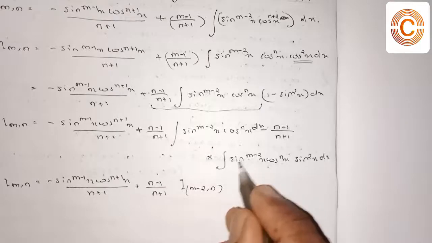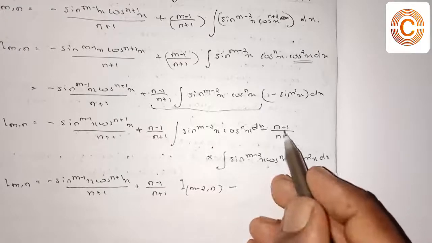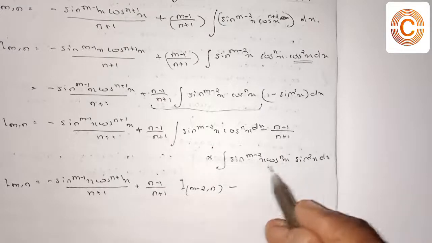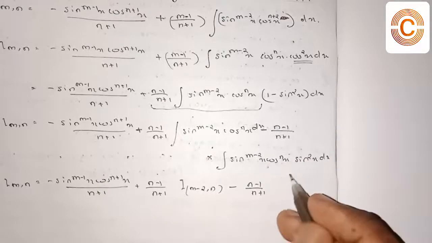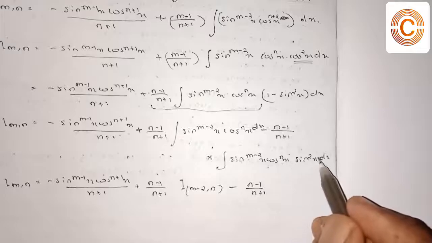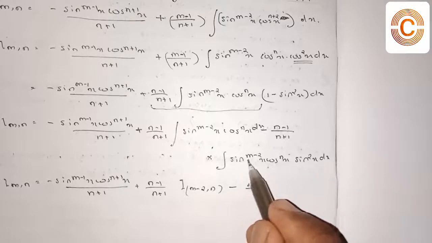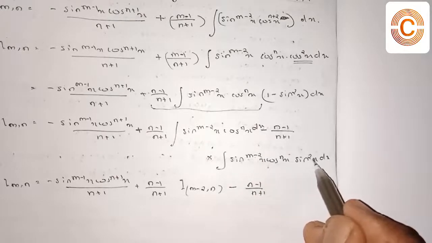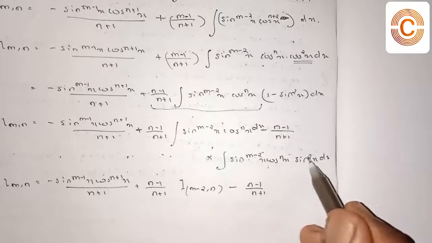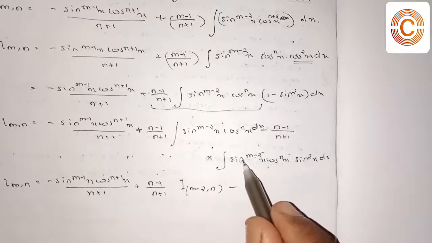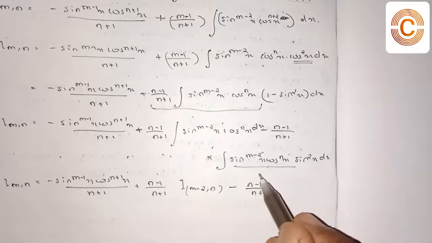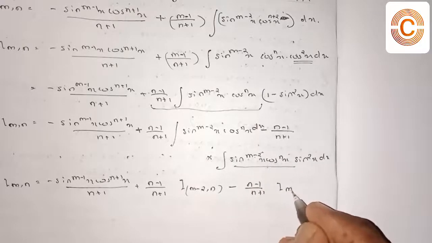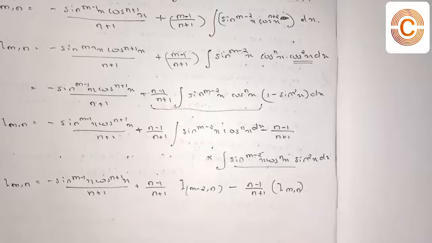Then in the next step, this term will be written as m minus 1 divided by n plus 1 into all these terms, which will be converted into, note here, sin raised to m minus 2 and sin square x, that is minus 2 and 2 will be cancelled, and we get sin raised to m x and cos raised to n x is also existing there, that is I m comma n, I m comma n existing here.